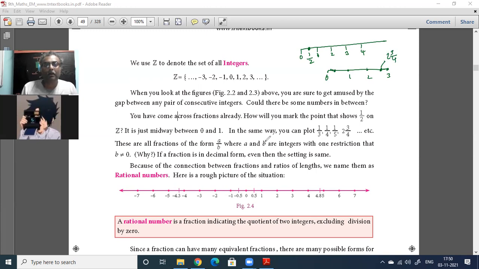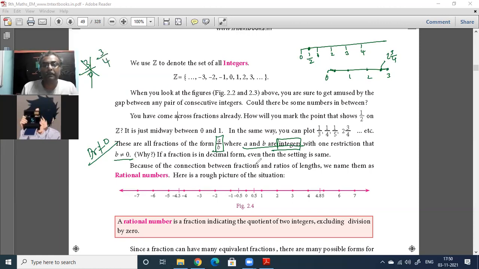Now all these are fractions of the form A by B. That's very important. Where A and B are integers, with one restriction, that B is not equal to 0. Denominator not equal to 0. So 3 by 0 is not what we want. That's not a fraction. 3 by 4, yes, that is a fraction.